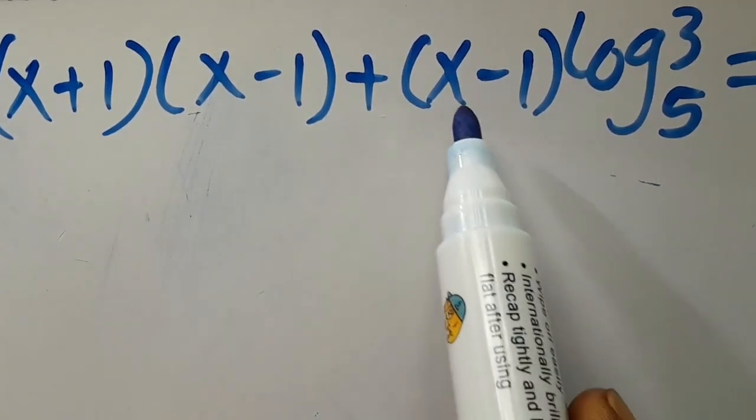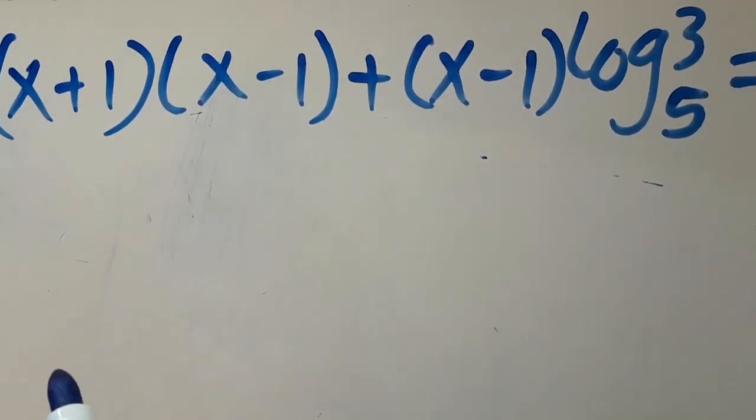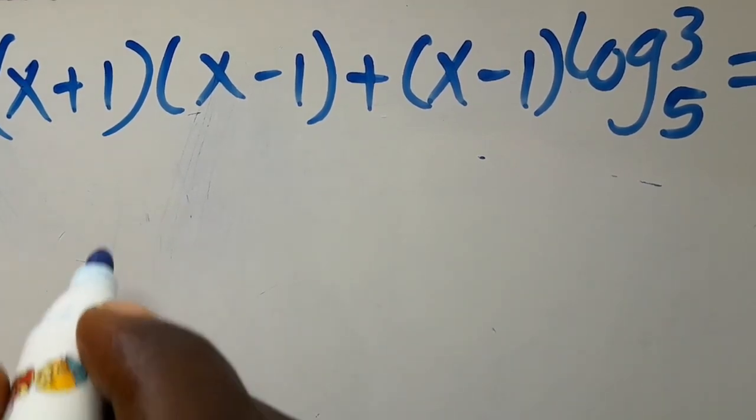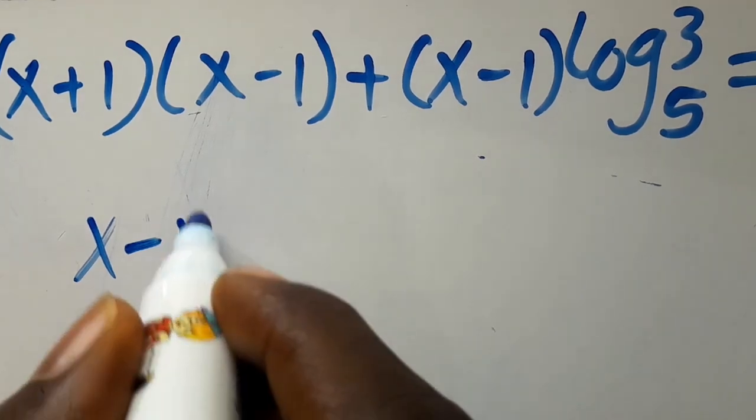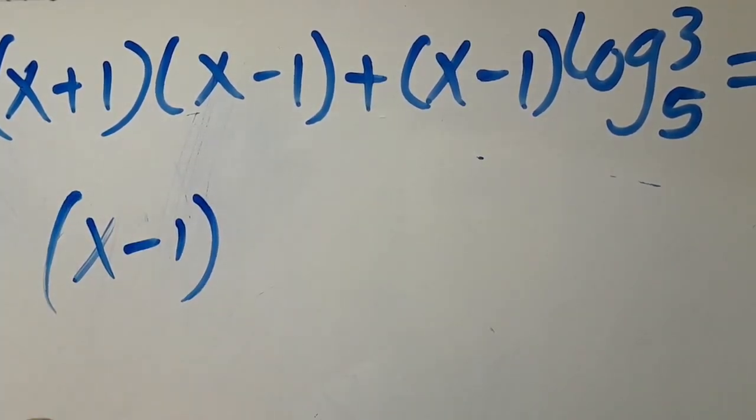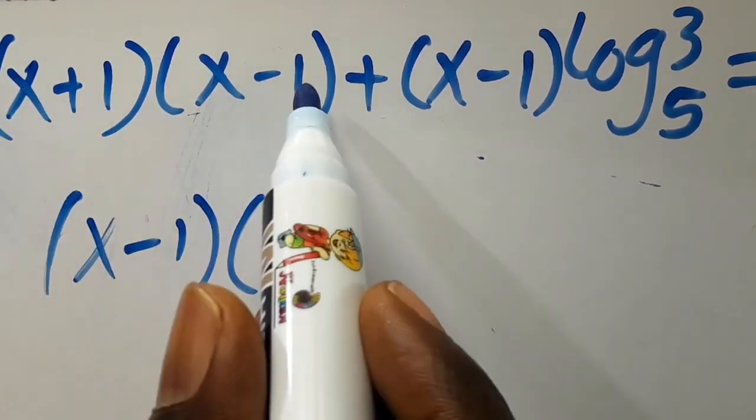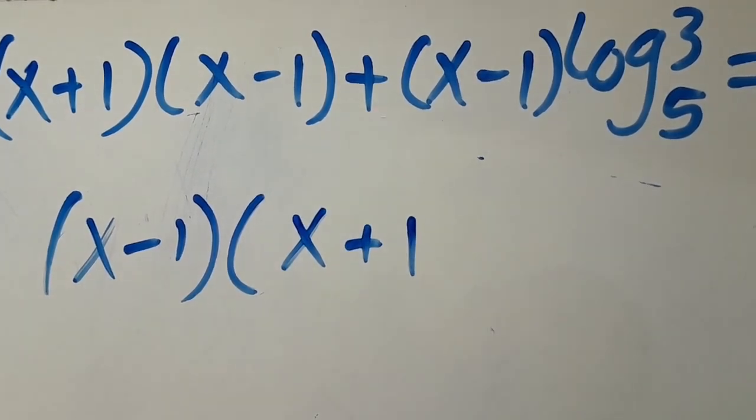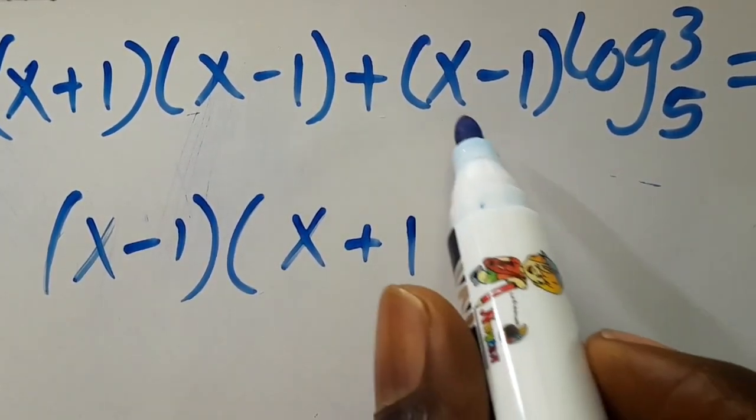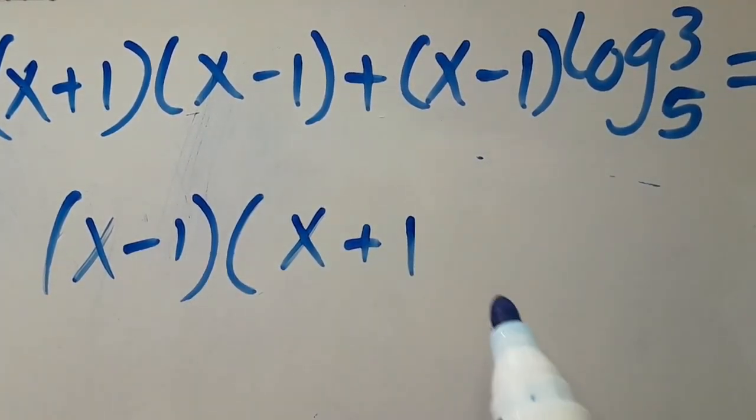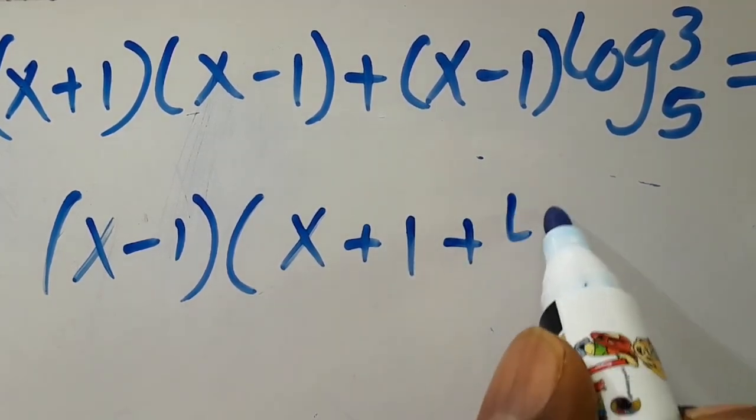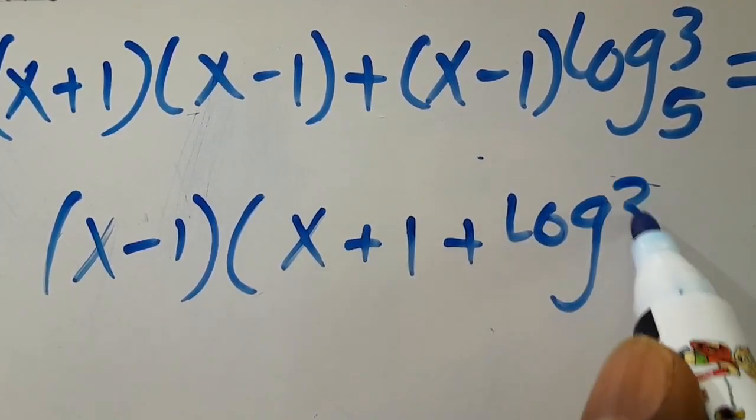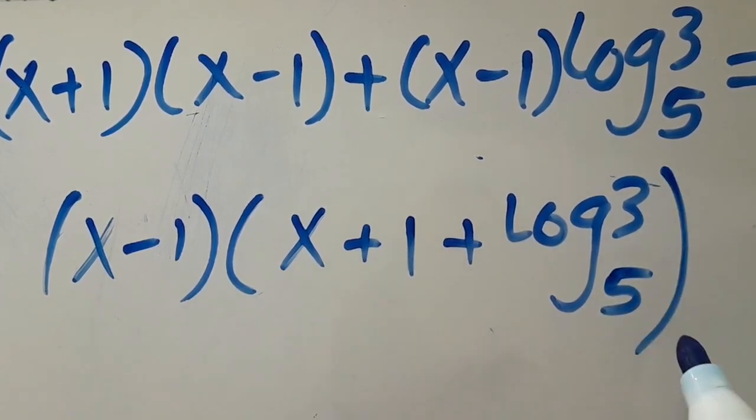Now from here we have x minus 1 in common. So when we factor it out, here will be x minus 1. Then we open another bracket. The whole of everything here divided by this, we only have x plus 1. Then the whole of everything here divided by this, we only have plus log 3 in base 5. Then we should set everything to be equal 0.